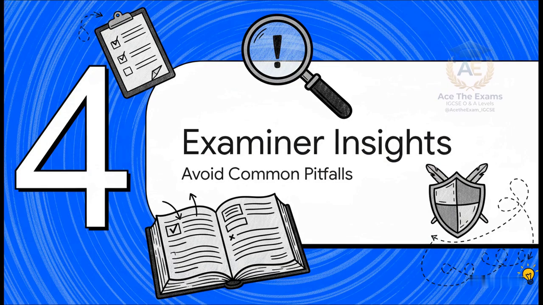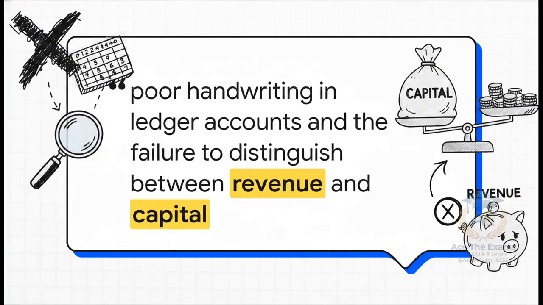Finally, we arrive at Section 4, Examiner Insights and Pitfalls. Let me put on my senior examiner hat for just a second, because I want to give you some exclusive insider knowledge straight from the 2024 and 2025 Principal Examiner reports. It sounds incredibly basic, but guys, students constantly lose marks through poor handwriting and ledger accounts. Literally, if I cannot read your numbers, I cannot award you those precious method marks.